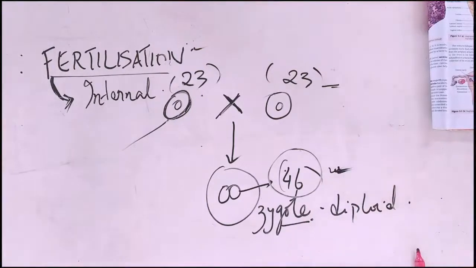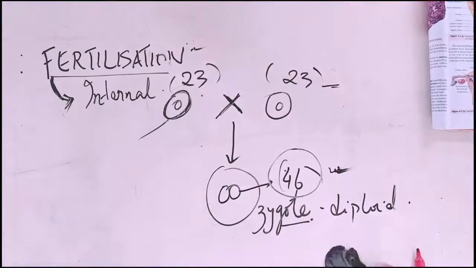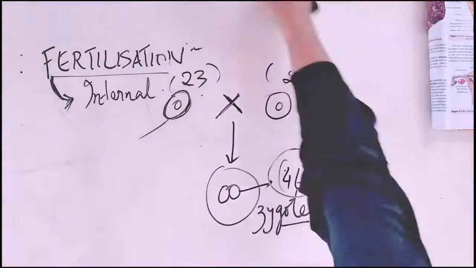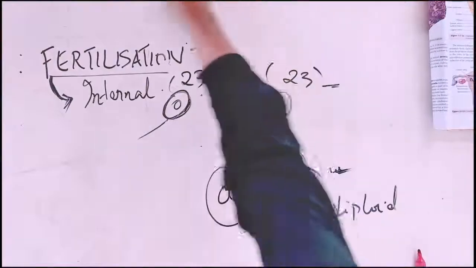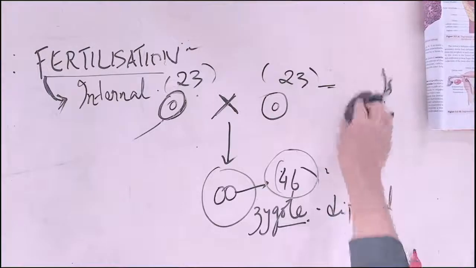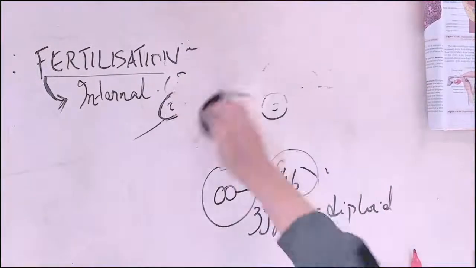The formation, the fusion of male and female gamete, is a journey, you know, that beautiful journey of the sperm to the ovary. We are going to see how it happens. All right.